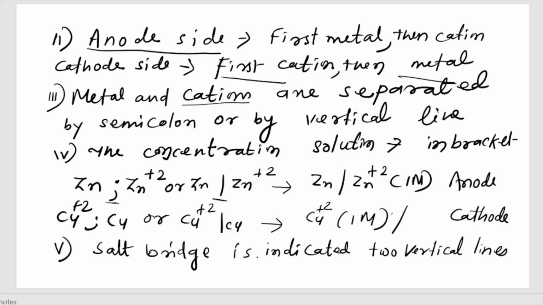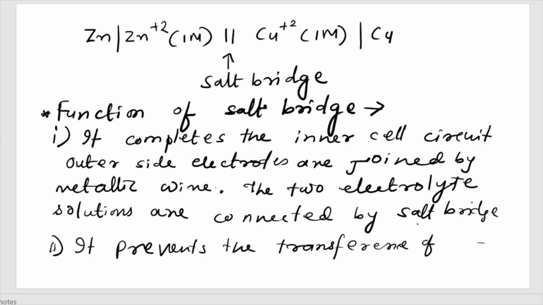So what is the conclusion? You put the anode, for example the zinc side, and the cathode, for example the copper side. Zinc as anode, copper as cathode. The salt bridge is indicated by a vertical line. If you put a double vertical line, then it is the salt bridge. So how can I represent the total? Zn oblique Zn plus 2 1M, because in that galvanic cell the concentration is 1M, then the double vertical line for the salt bridge, then Cu plus 2 1M, vertical line Cu. This is the total representation of an electrochemical cell, that is a galvanic cell.